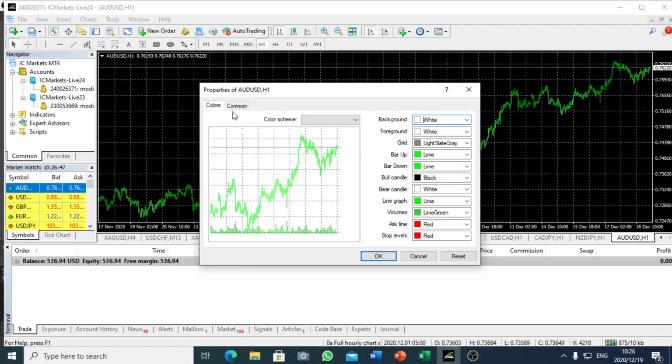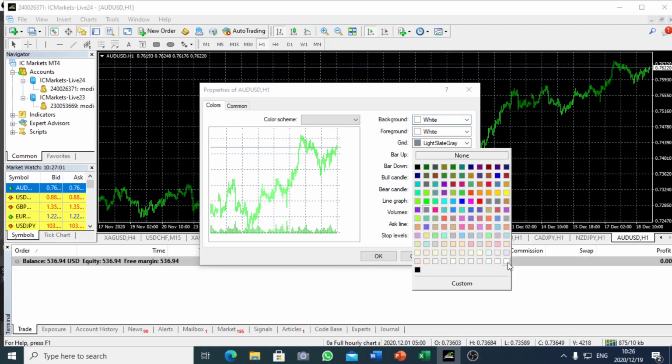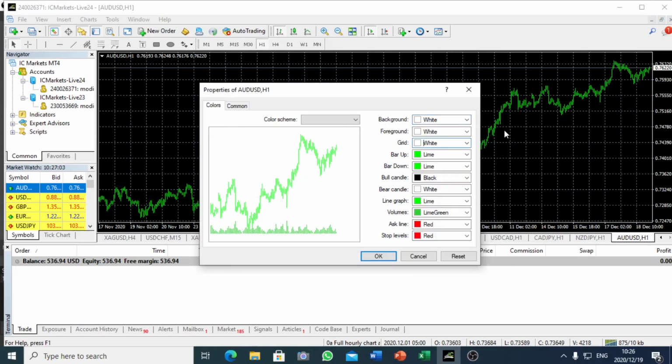Then I want to remove these grids. I want it to be just plain white here. How do I remove the grids? I will make the grid white because I cannot just remove them. I rather make them white so that they can be invisible. I change my grids to white. See what is happening, the changes here.